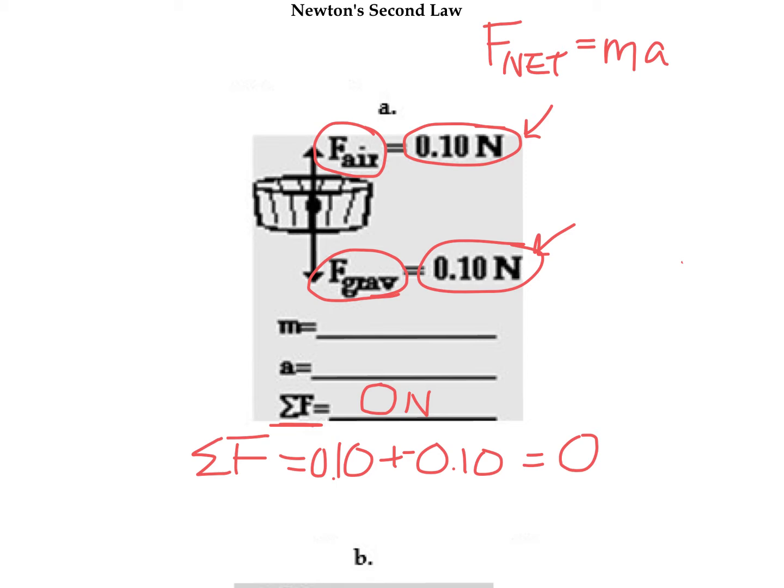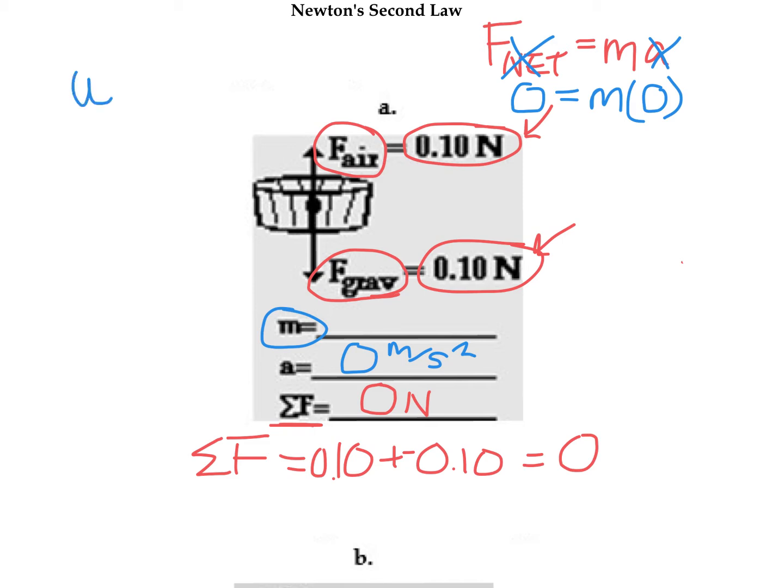Now, if we look at our equation, if net force is 0, no matter what the mass of the object is, it doesn't matter, acceleration is going to have to be 0, because if you don't have net force, you won't have acceleration. So we can assume that acceleration is going to be 0 meters per second squared. So the only thing left to do is figure out what is the mass of the object. Well, I know something about mass is related to the weight of the object, and since this object is falling through the air, we know that gravity is pulling on it.